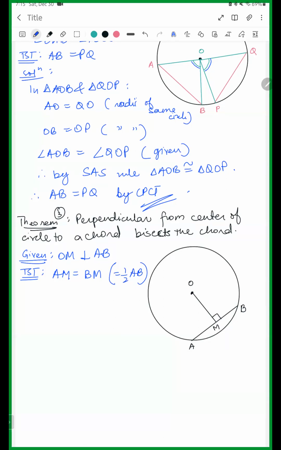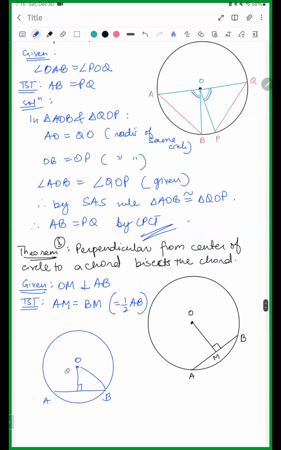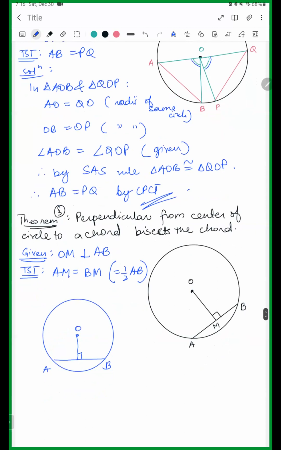If you want, you can draw this as a straightforward figure as well. Let me just draw it roughly. If you want, you can draw it like this as well. This is your chord. This is the perpendicular. This way it will be easier for you to keep track of things. Okay, all right. Let's get started.